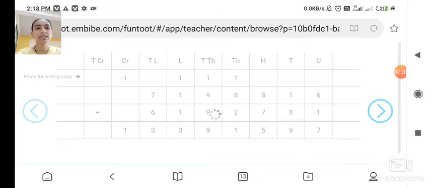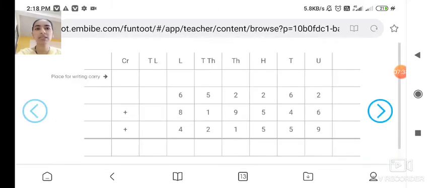Okay, that's good. Let's take one more example based on addition. You can see here the question has 3 numbers, addition of 3 numbers. The first number is 6,52,262. The second is 9,546. And the third one is 4,21,559. Yes, students? Now we have to take the addition of all these numbers.